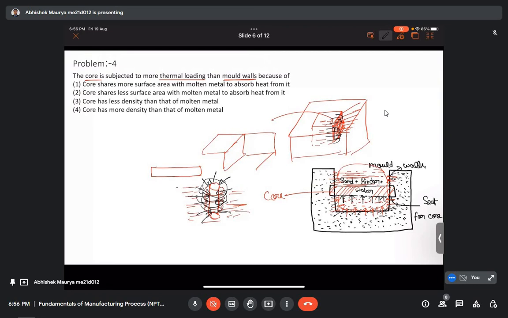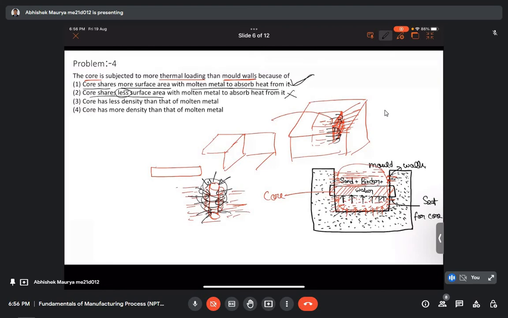First one is the core shares more surface area with molten metal to absorb the heat from it. Yes, it is correct because it is surrounded by all sides from the molten metal, so more area of the core material is coming in the contact of the molten metal, and that's why it has higher thermal loading. So first this is the correct. Let's see other options. Core shares the less surface area. No, it should be more, so that is wrong.